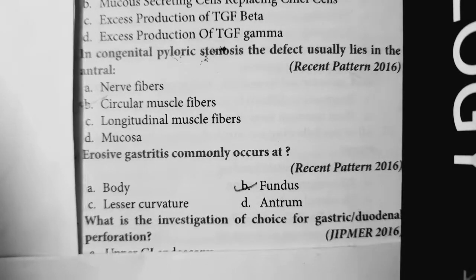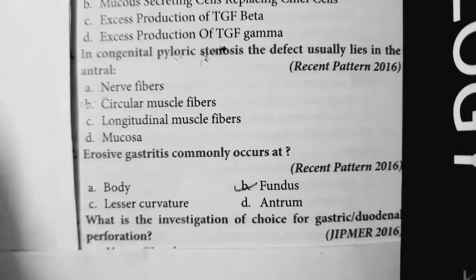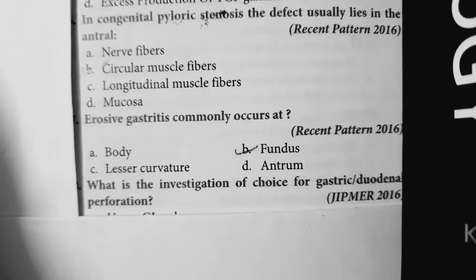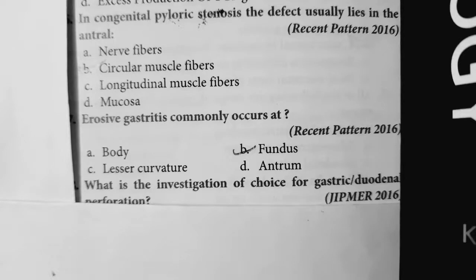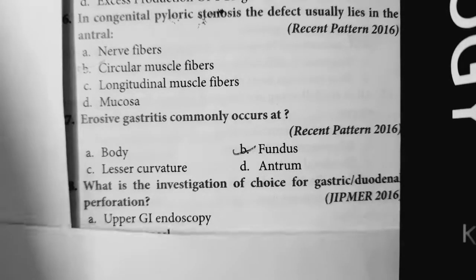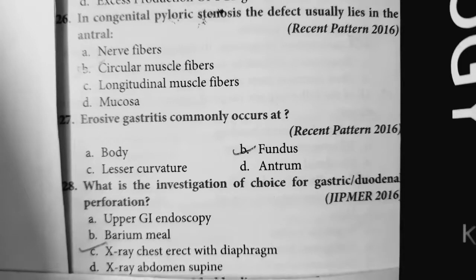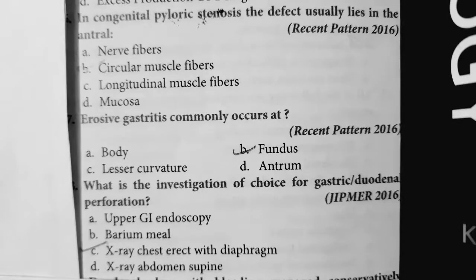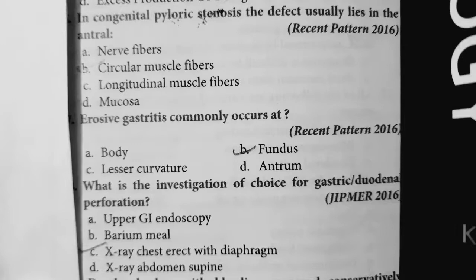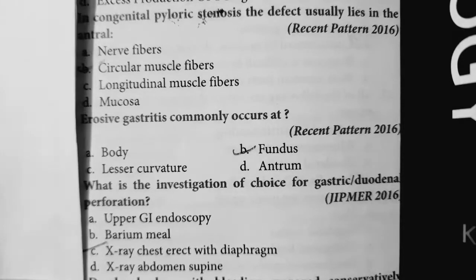Then question number 9. What is the investigation of choice for gastric and duodenal perforation? If there is gastric and duodenal perforation, then the investigation of choice is X-ray chest erect with diaphragm. This X-ray will show us gas present under the diaphragm. So, the investigation of choice for any perforation is X-ray chest erect with diaphragm.